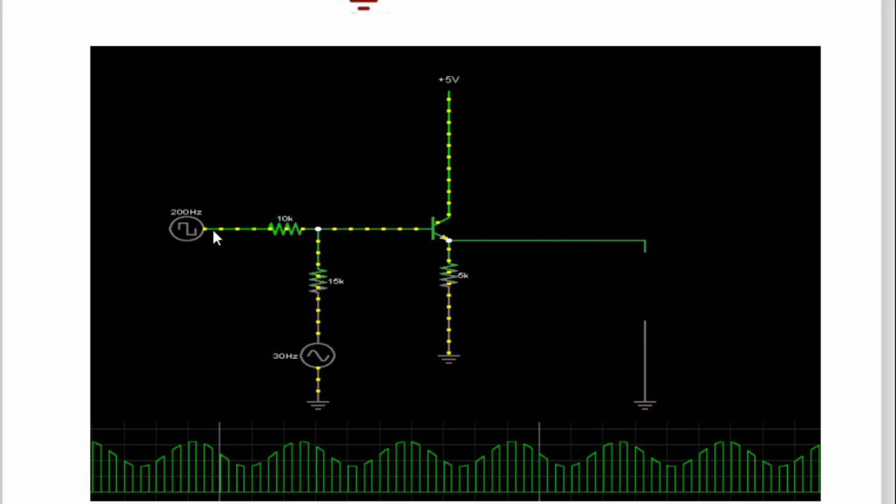Here is the input which is called the carrier square wave through the resistor R. Here is the input which is called the information signal. Both are coming to the base of the transistor. The transistor is a modulator, and the output is taken across RL which is connected after RE.